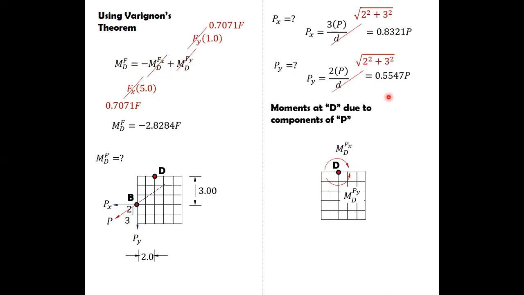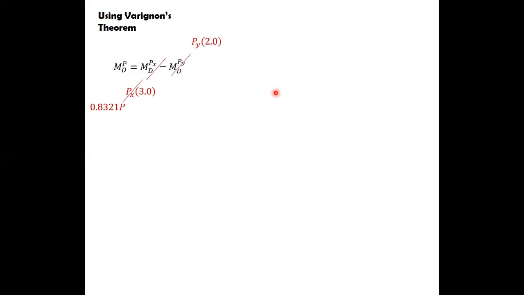Let us proceed now in substituting the moment that is generated by the y component of P. So this is again equal to Py multiplied by the moment arm, which is 2. And remember that we also got the expression of Py as a function of P. From the previous slide, that is equivalent to 0.5547P. So let's substitute it here. Take note that since both terms are expressed in the same variable, we can combine them. By using our calculator, this minus this is equivalent to 1.3869P.